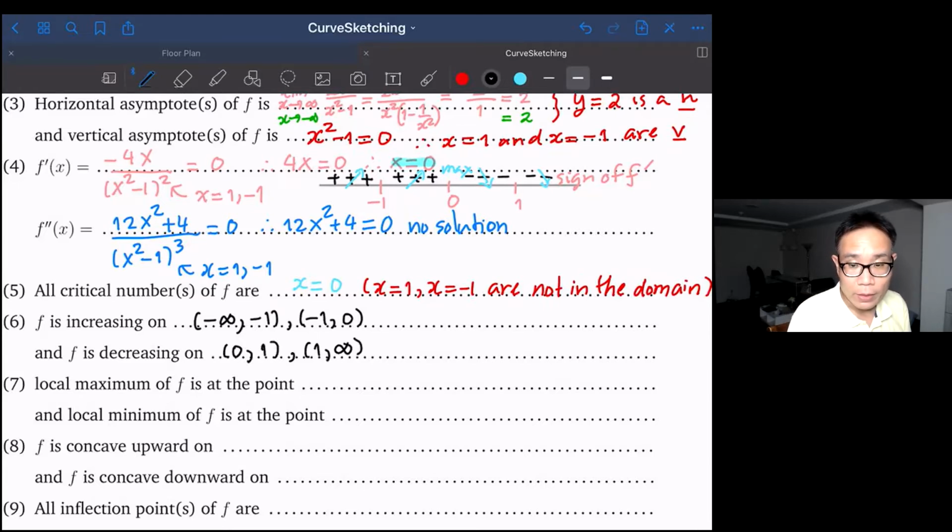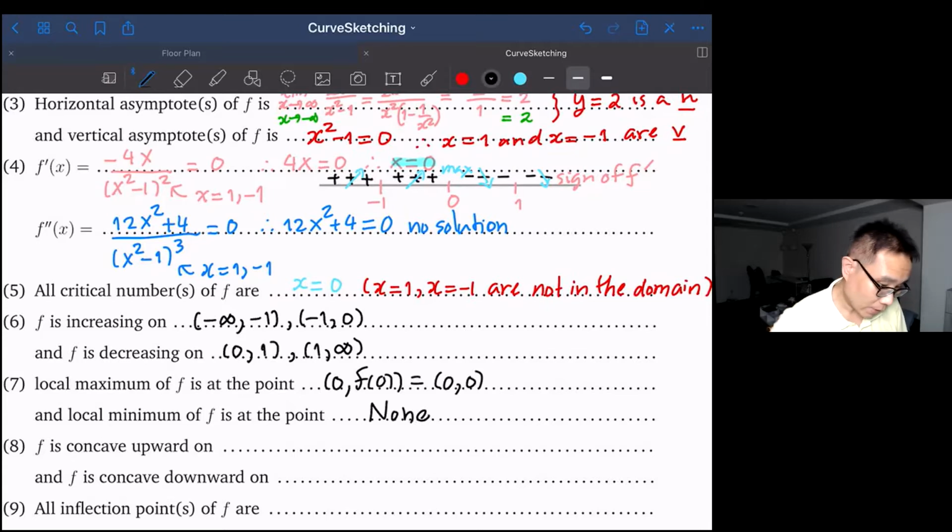Okay, the next one will be local maximum. It's going to be 0, f(0), so it's going to be (0, 0), and you have no local minimum, so you just say none in this case.